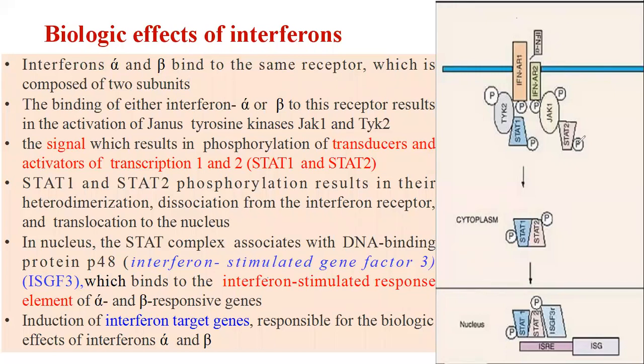The phosphorylated STAT1 and STAT2, here in the cytoplasm, result in their heterodimerization. Here is your heterodimerization form, and their dissociation from the interferon receptor. Here you can see these are the interferon receptors. Now they are dissociating and forming this heterodimer in the cytoplasm. Now they will enter into the nucleus.